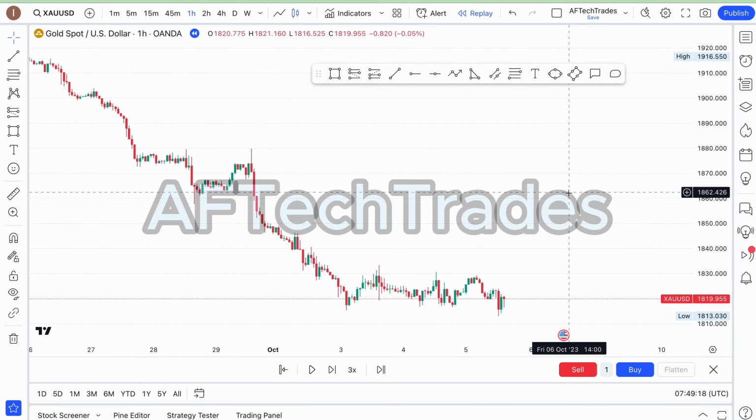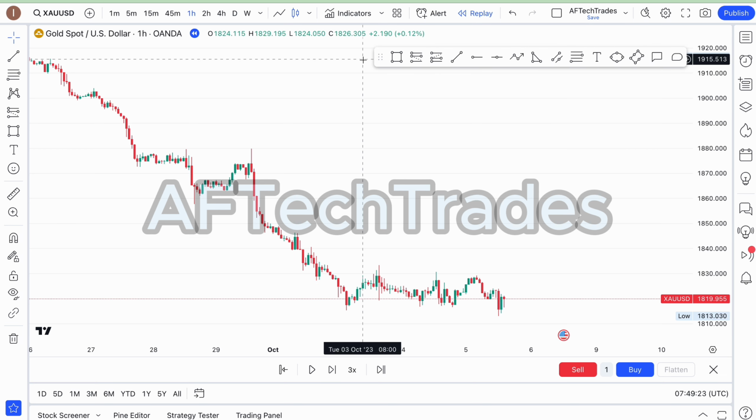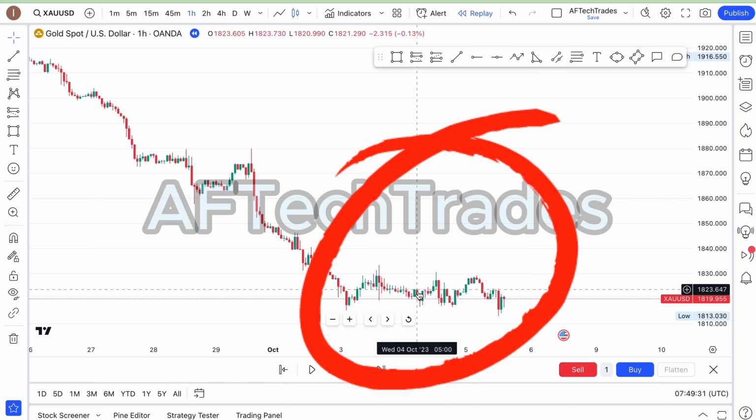So let's look for another ranging market to see how it works. Let's try it on a higher time frame. We did it on a 15-minute time frame, so let's use the 1 hour time frame now to try it. So let's say here is a ranging market. You can see a ranging market around this side.